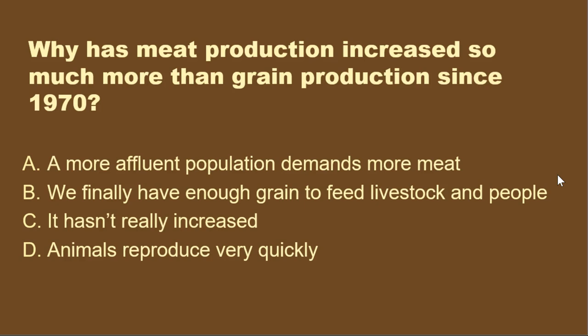Well, it turns out that the world across the board has become more affluent since 1970. And so a more affluent population demands more meat. As people have just more disposable income, they want higher protein sources, and meat will do that.